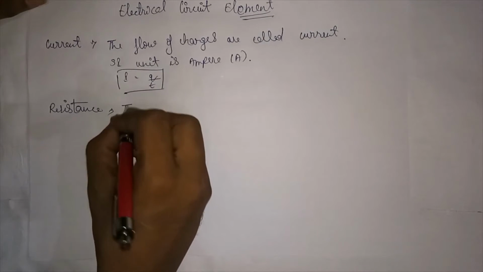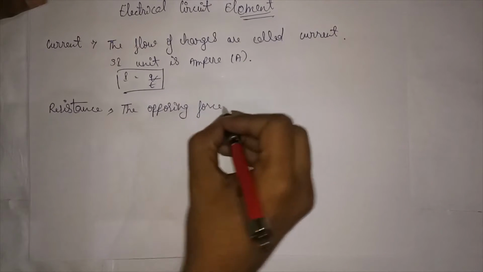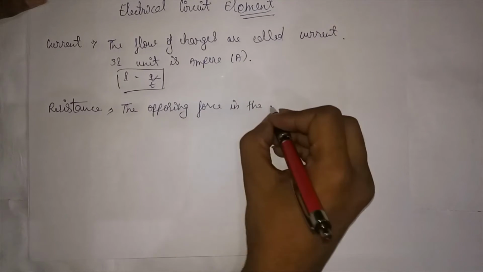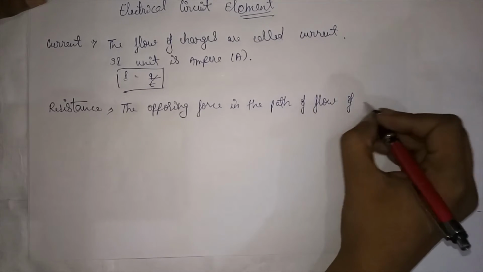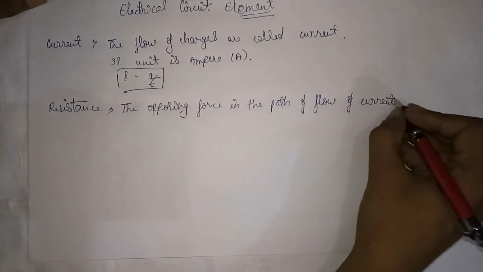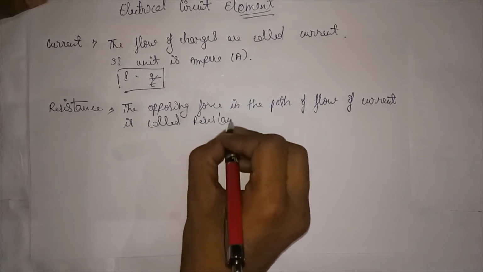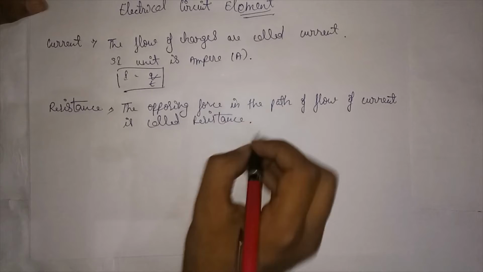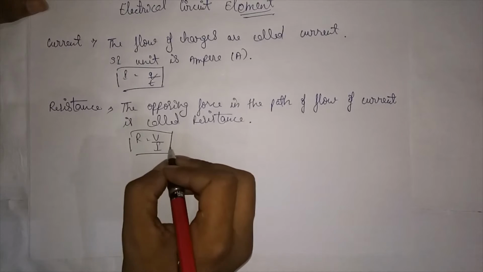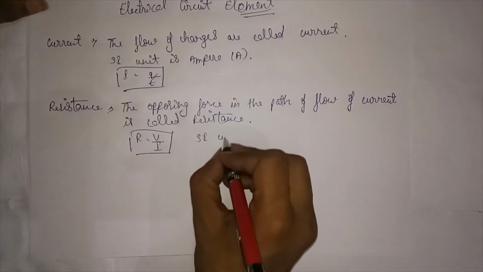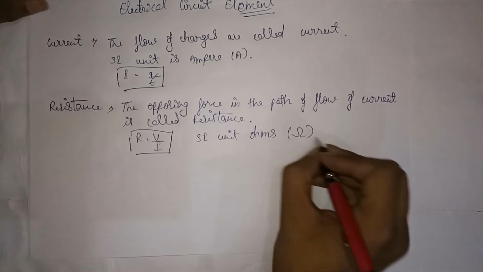Now resistance. It is defined as the opposing force in the path of flow of current, and is called resistance. Resistance is V upon I from Ohm's law. SI unit is ohm, denoted by this symbol.